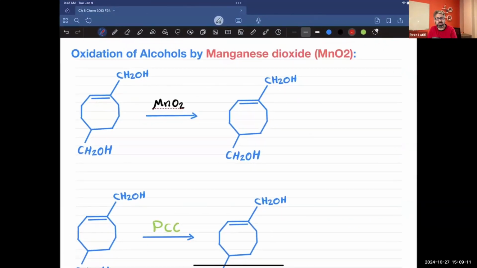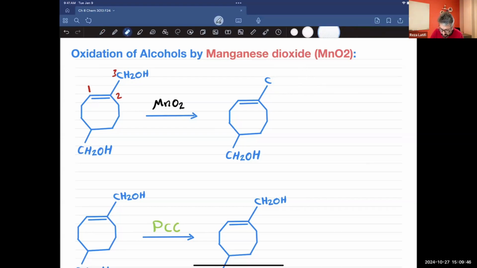Another mild reagent will be manganese dioxide. Manganese dioxide will go only after allylic alcohol. And what's allylic alcohol? We have a carbon. Let's start, for example, from here. 1, 2, 3. On the third carbon, the one that is conjugate with a double bond, we have OH. That OH, technically, you can say, is an allylic alcohol because it's conjugate with a double bond.